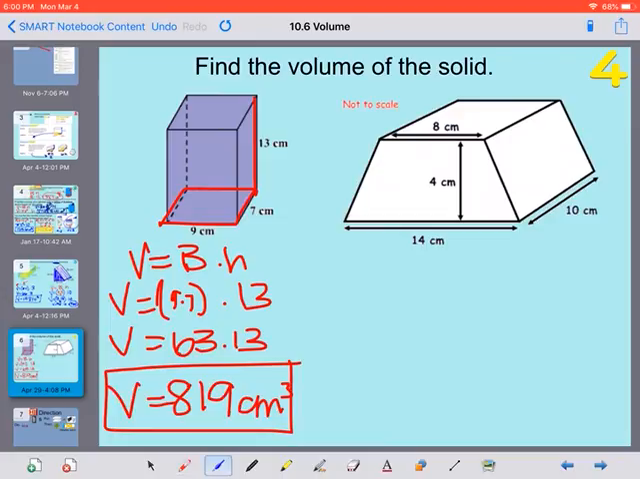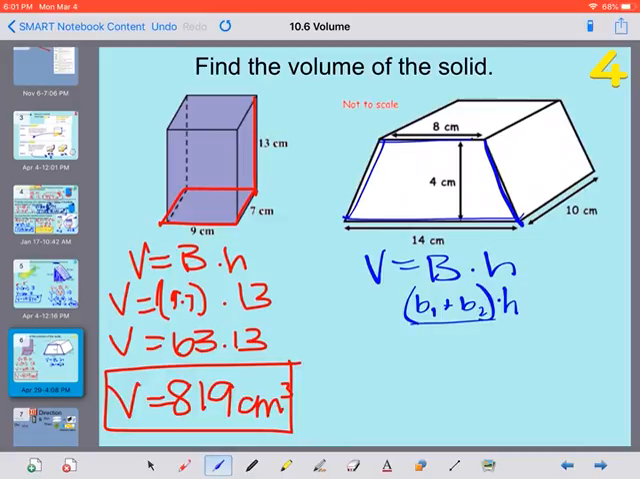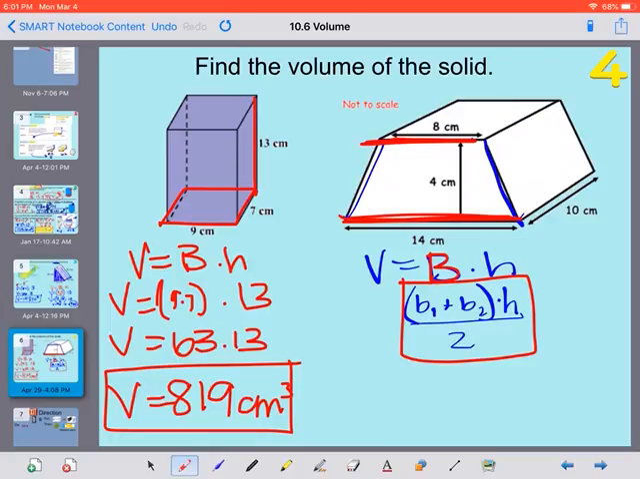This next one's a little bit tricky because we haven't looked at finding the area of a trapezoid. So we're still using the same formula, area of the base times the height, but our formula for the trapezoid is to add the bases. We call it base 1 plus base 2, and then we multiply that by our height, base 1, base 2 times our height, and then we're going to divide by 2. That is all just for the base. So our base 1 and our base 2 are the top and the bottom of our trapezoid.